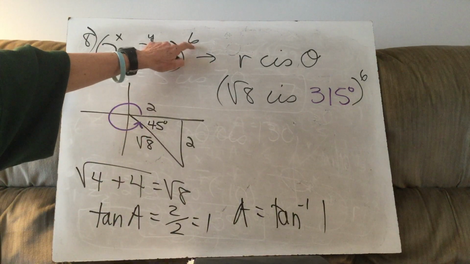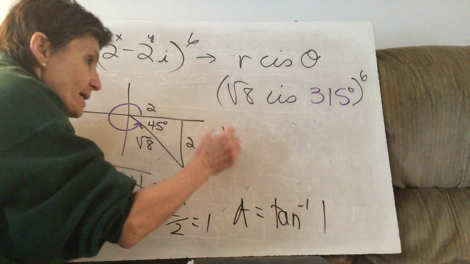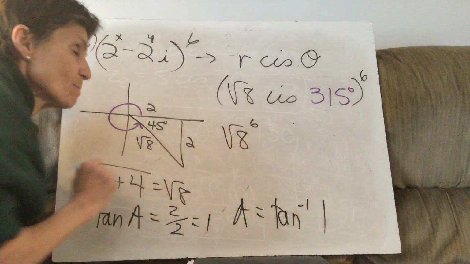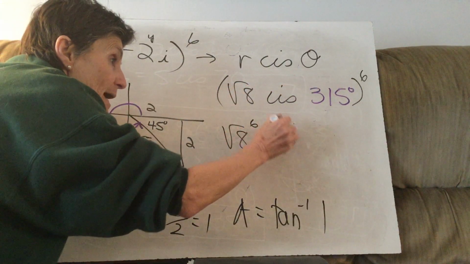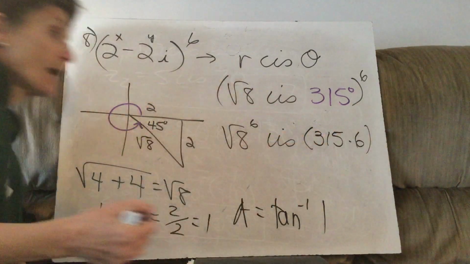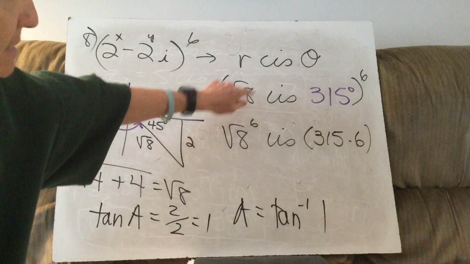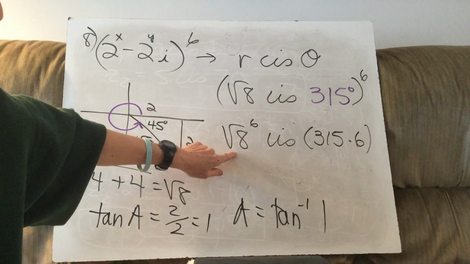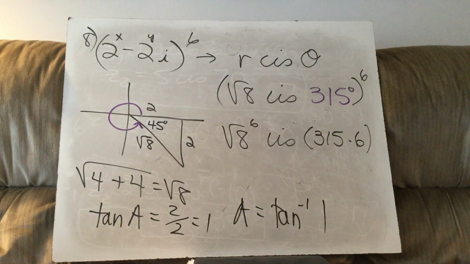This is what you are going to raise to the 6th power. We still have to do this. We haven't done this yet. So now we're going to take our root 8 to the 6th power. Remember, you raise this to the power, and then we're going to multiply our angle times the power. So de Moivre's theorem says, take the radius to the power, take the angle times the power.